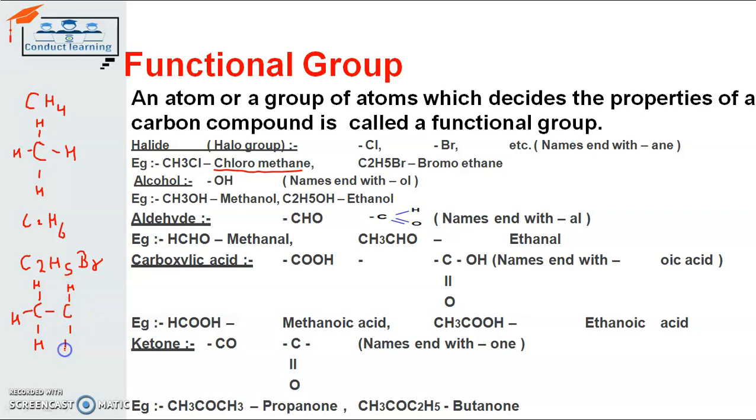So in that chemical formula, the total number of hydrogen atoms is 5, the number of carbon atoms is 2, and there is one bromine atom. So the bromoethane will look like this. The structure diagram for the bromoethane will look like this.